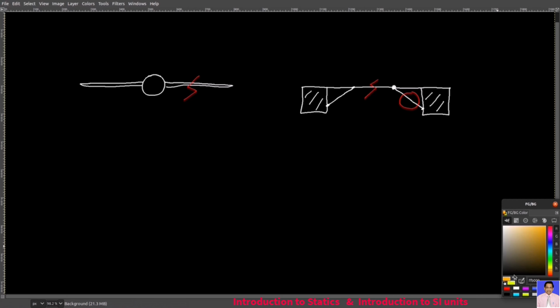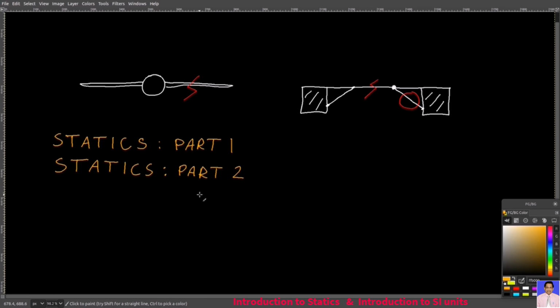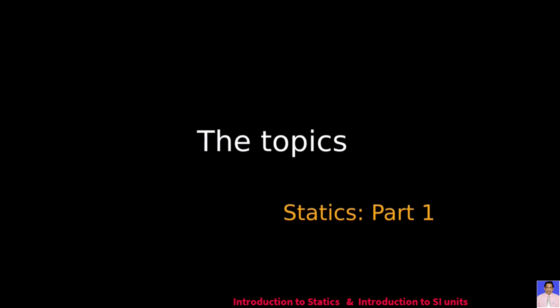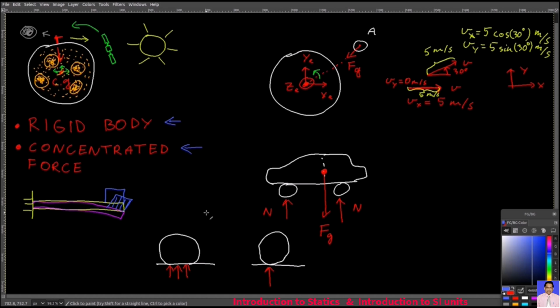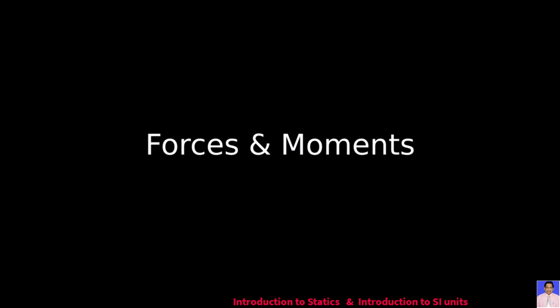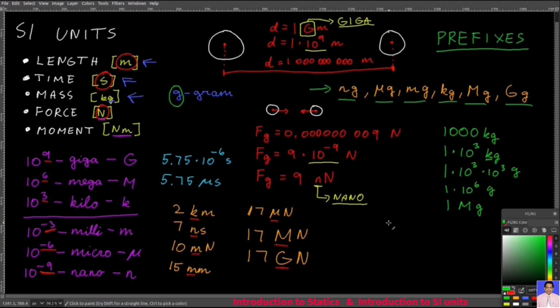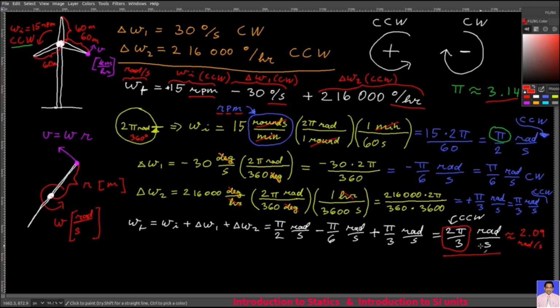This course series has two parts, Statics Part 1 and Statics Part 2. These are the topics covered in Statics Part 1. We'll first cover general principles for statics and dynamics. Here we'll talk about the necessary assumptions we need to make in our statics problems. We'll get the first intuition on forces and moments. We will also talk about the International System of Units, or SI units, and you'll get comfortable working with them. I'll show you an easy way to do unit conversions.